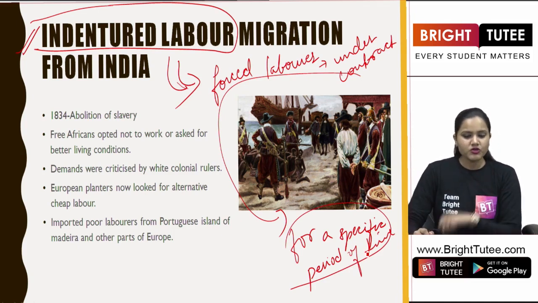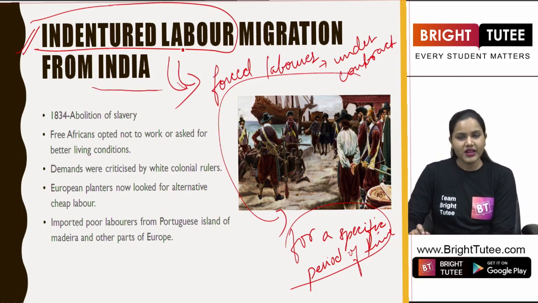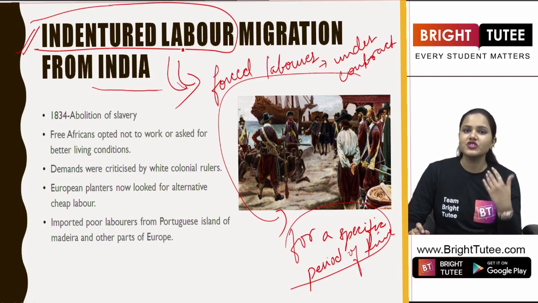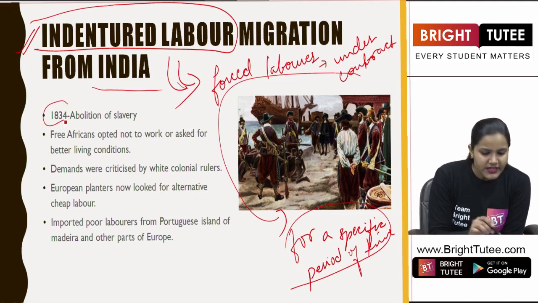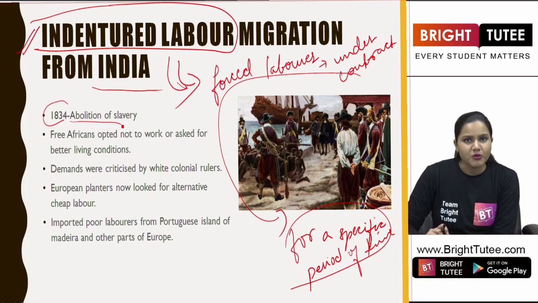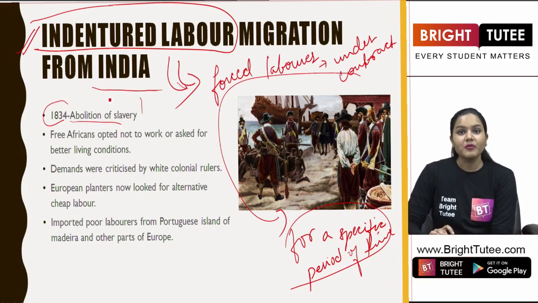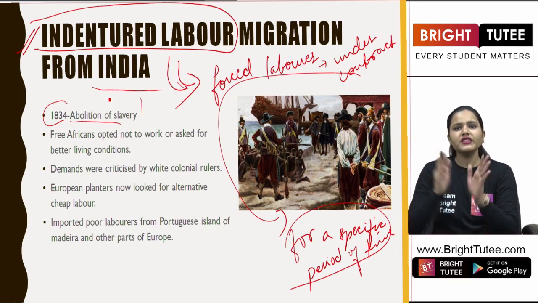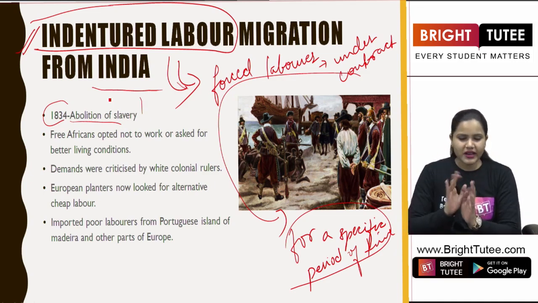So here we are going to talk about the Indian indentured laborers. Okay, let us see what were their conditions and how they were being treated all over the world. So in the year 1834, slavery was abolished. Now why are we talking about slavery in this part? Because we see that already in the year 1834, slavery was abolished all over, correct?